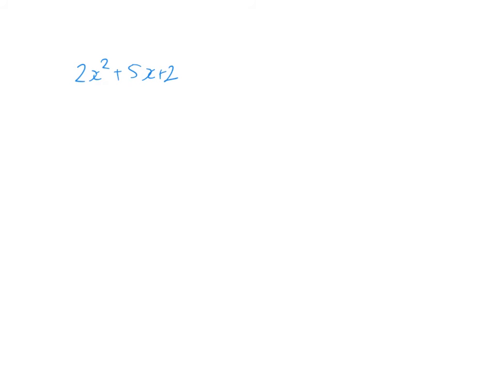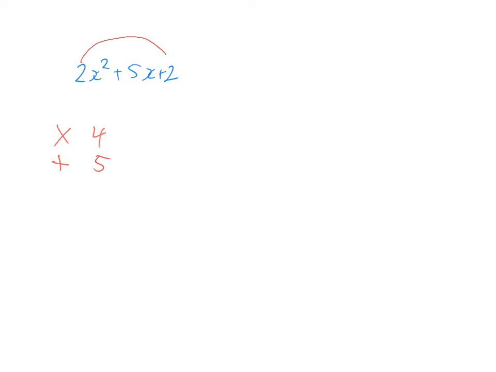Okay, this is the first question again from today's work. I just want to show you an alternative way to do factorizations that doesn't involve the cross method. So 2x squared plus 5x plus 2. Okay, we're going to consider two things: our multiplication and our addition. Now, our multiplication number is to multiply the first by the last. 2 times 2, which is 4. Our addition number is the middle one, which is 5.